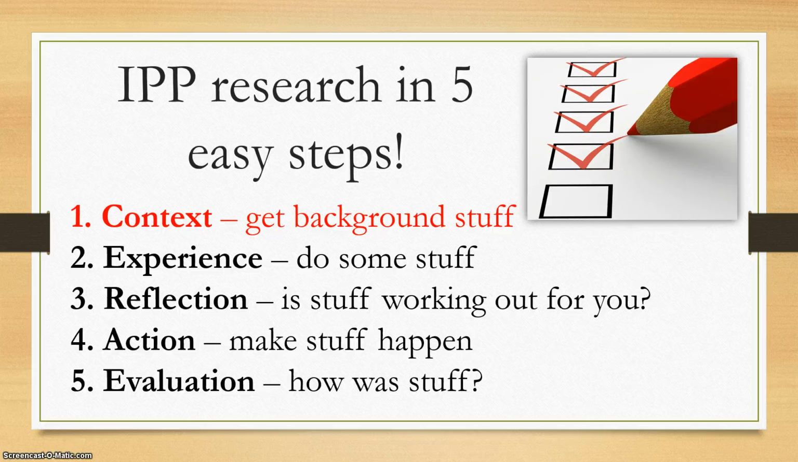There are 5 steps to the IPP. The first one is context, and it's highlighted here in red because that's what we're going to be talking about today. Context is going out, getting background information, figuring out what you know, what you don't know. Experience is the next step, when you actually go out into the world, you do some research, you start looking around.